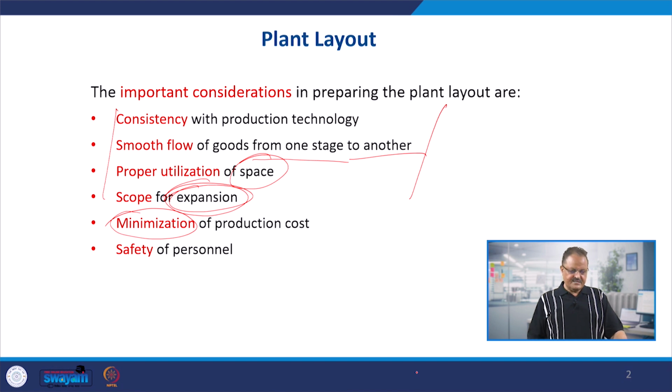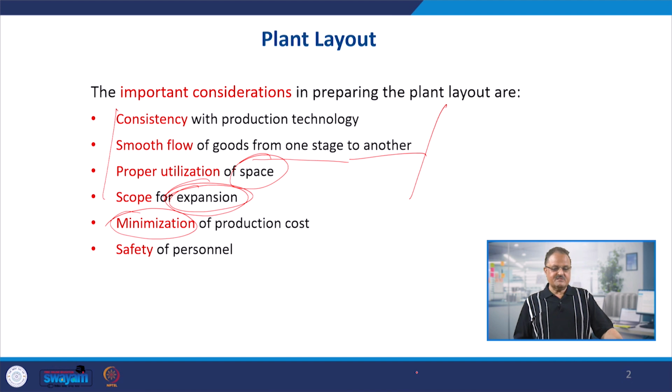So there is no wastage of time, there is no wastage of resources, and there is no wastage of any kind of material or anything. So smooth flow of the goods from one stage to another stage would be another important component, or consideration, which would help us to minimize the cost of production.